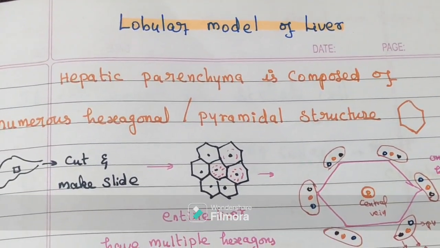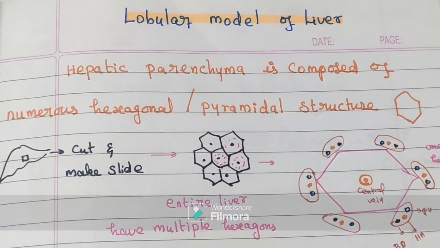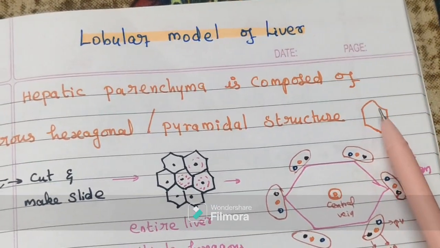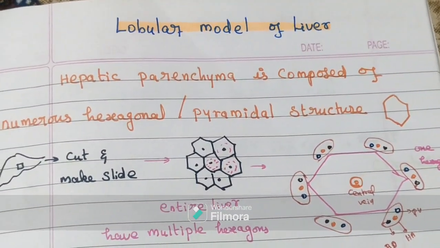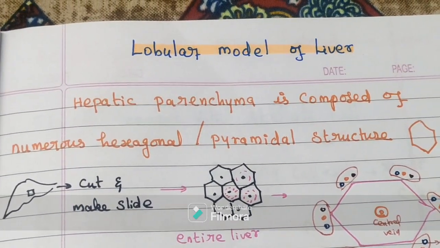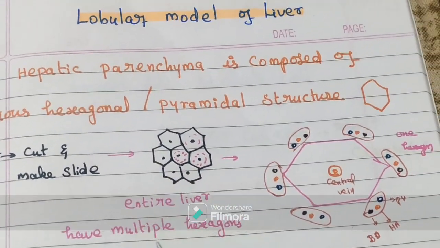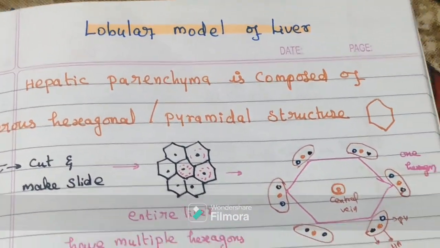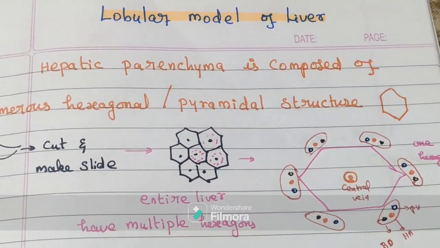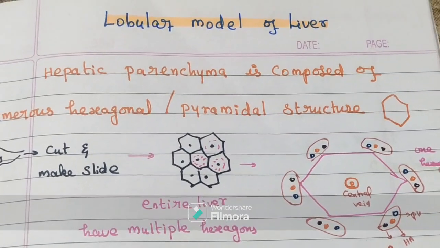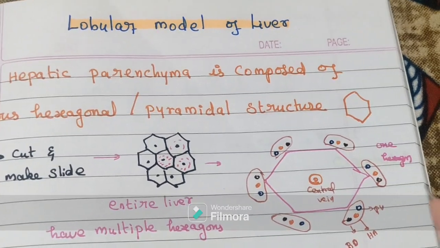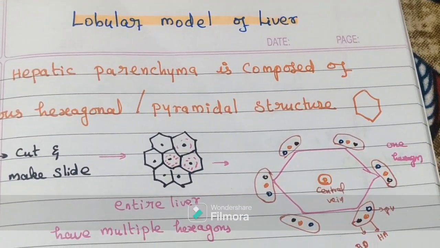Next, the lobular model of the liver. What is the meaning of lobular model? A lobule is hexagonal, having 6 corners. So this is the liver. Cut the liver and make a slide. See, the entire liver has multiple hexagons like this presentation. The entire liver is like this. It has multiple hexagons. This is known as the lobular model of the liver.